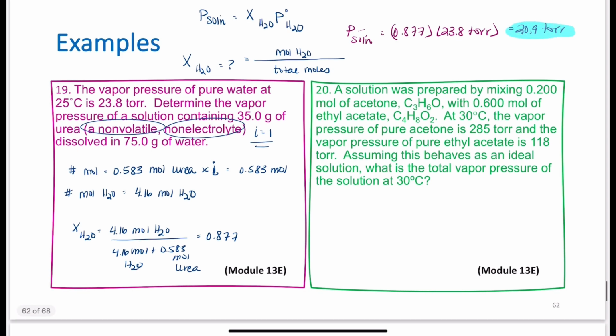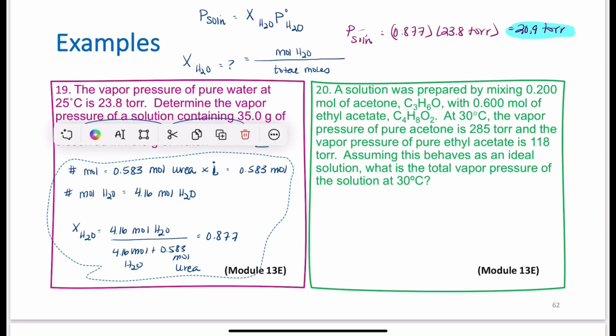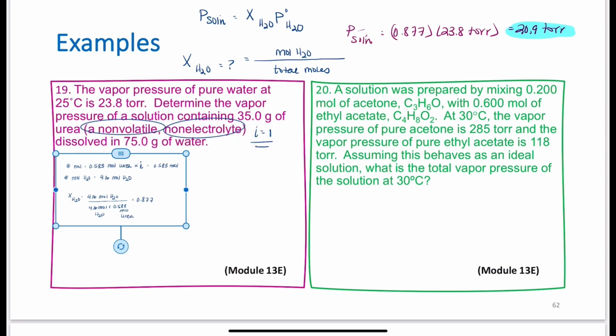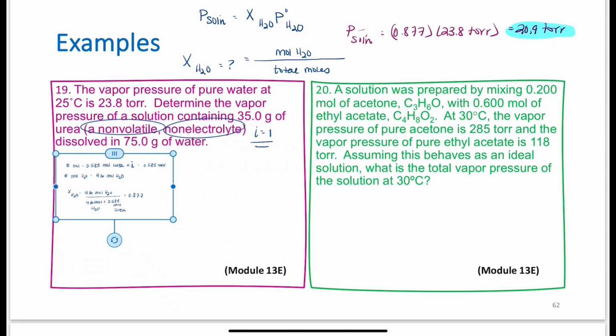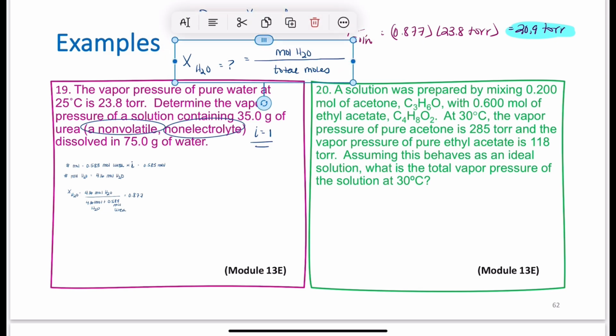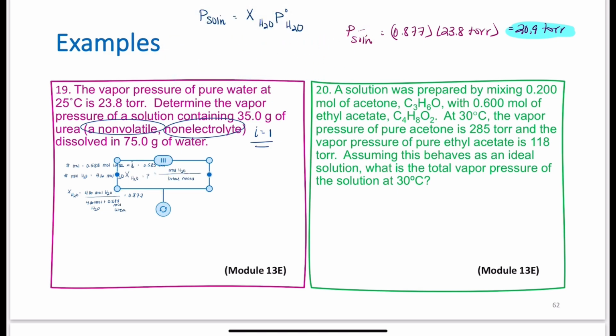Some students really want to convert to atmospheres because we convert to atmospheres a lot. I get it. But if you don't have to convert, don't. And in this one, you don't have to. You're just likely to waste time or make a mistake or both. It's not worth it. It doesn't tell you what the units have to be, so just leave them whatever's easiest.